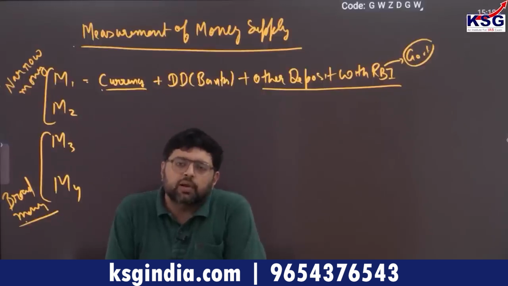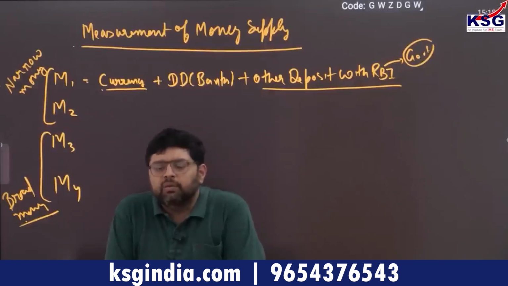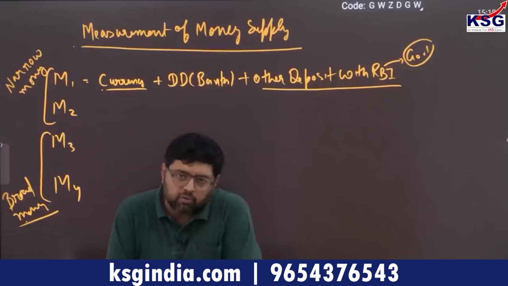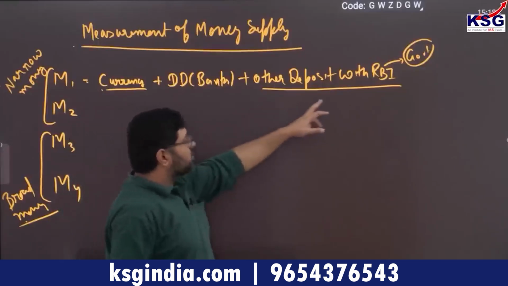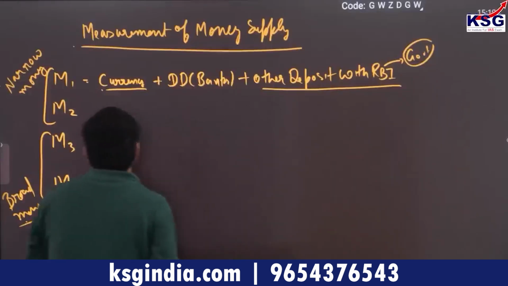So these departments have their own bank accounts with SBI. Ultimately RBI will put money into these bank accounts. So from the Consolidated Fund of India, money will come to the RBI, and RBI will then divide this money among the various departments into their SBI accounts. This is what other deposit with RBI means, whatever government money they are holding. So this is what you have to remember.